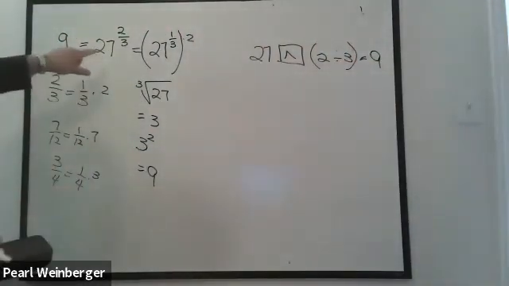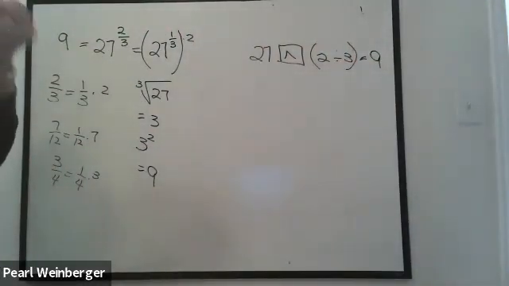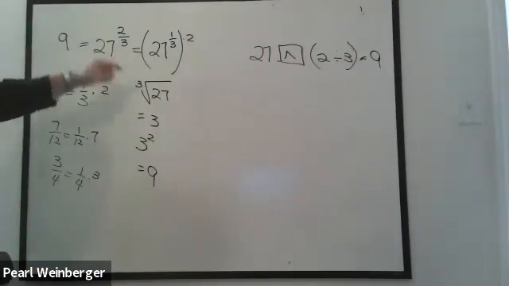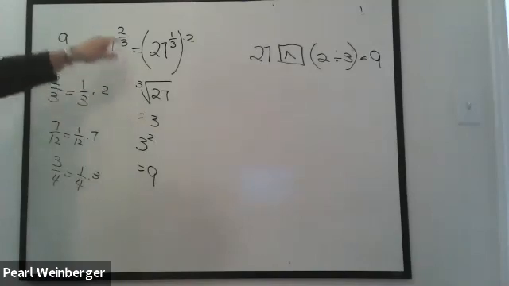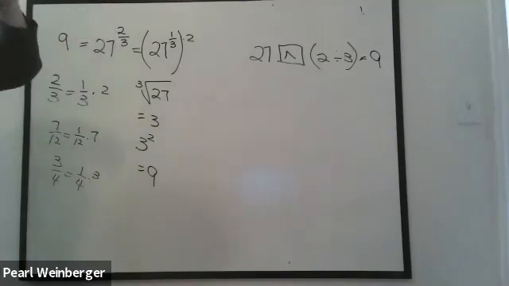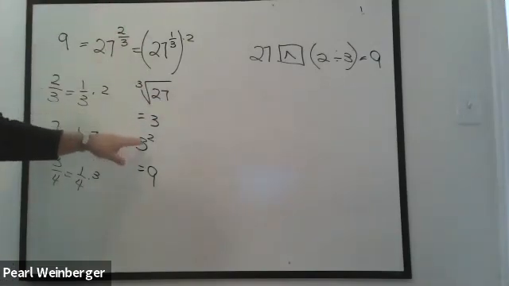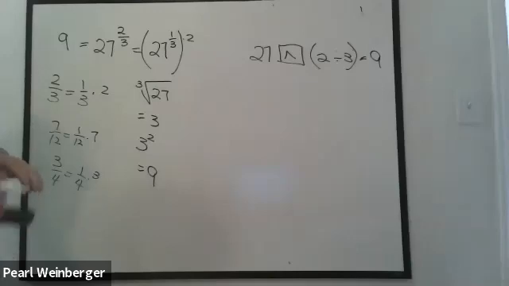Again, the 2/3 exponent is telling you to do 2 things. The 3 in the denominator of the exponent is telling you you're doing the cube root. The 2 in the numerator is telling you you're doing it to the second power. So you're doing the cube root and then you're squaring it. Then you're multiplying it by itself.